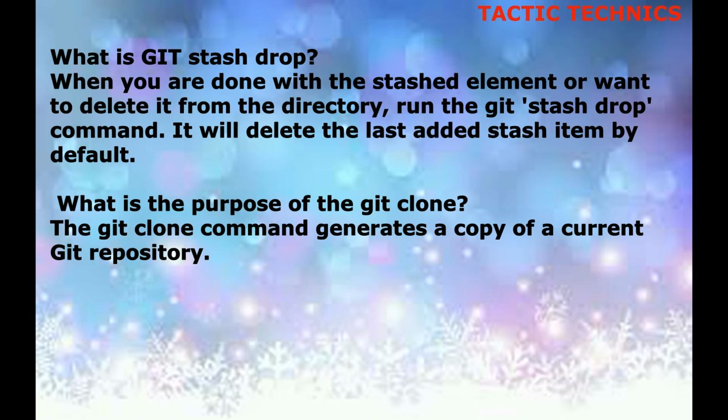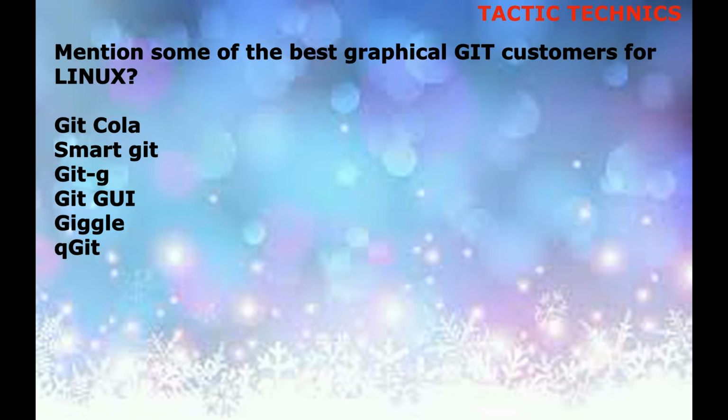What is git stash drop? When you are done with the stashed element or want to delete it from the directory, run the git stash drop command. It will delete the last added stash item by default. What is the purpose of git clone? The git clone command generates a copy of an existing Git repository. Mention some of the best graphical Git clients for Linux. Git Cola, SmartGit, GitG, Git GUI, Giggle, gitk.